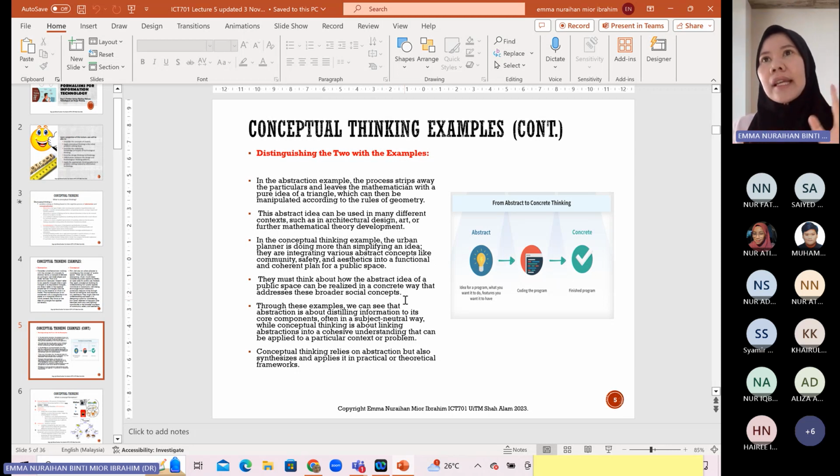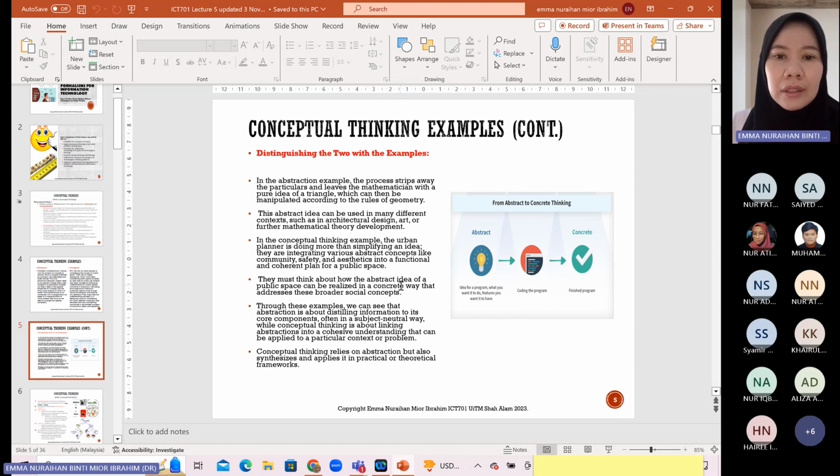Okay, so if you are looking at a conceptual model, yeah, you are abstracting some of the factors, you borrow some of the factors from other theory, and you make assumptions by reducing it to theoretical, to hypothesis to justify how you address the problem situation. I pun tak tahu macam mana nak cakap in a very simple way ni ya. Okay. Tapi nanti saya tunjuk contoh. Okay. They must think about how abstract idea of a public space can be realized in a concrete way that addresses those broader social concepts.